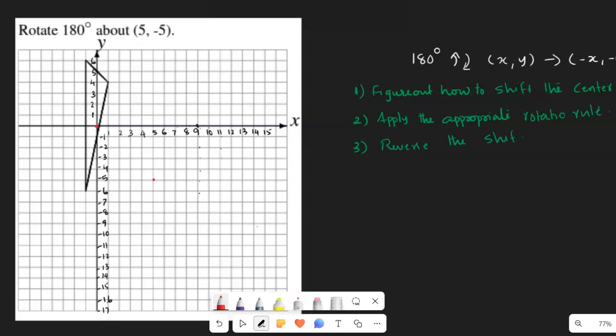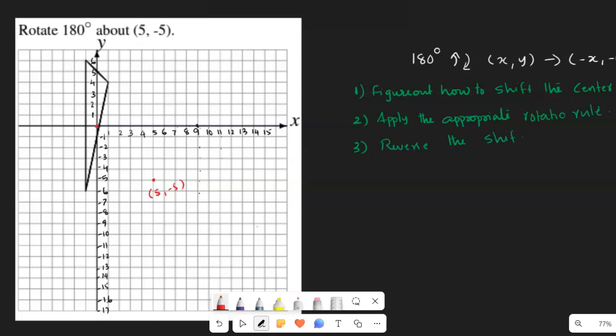First, how can you change the new center of rotation to the actual origin? Always do the horizontal movement first, then the vertical movement. This is the new center of rotation, (5, negative 5). How can we move this to (0, 0)? That is always what you need to check first. Step 1: shift the new center of rotation to (0, 0).